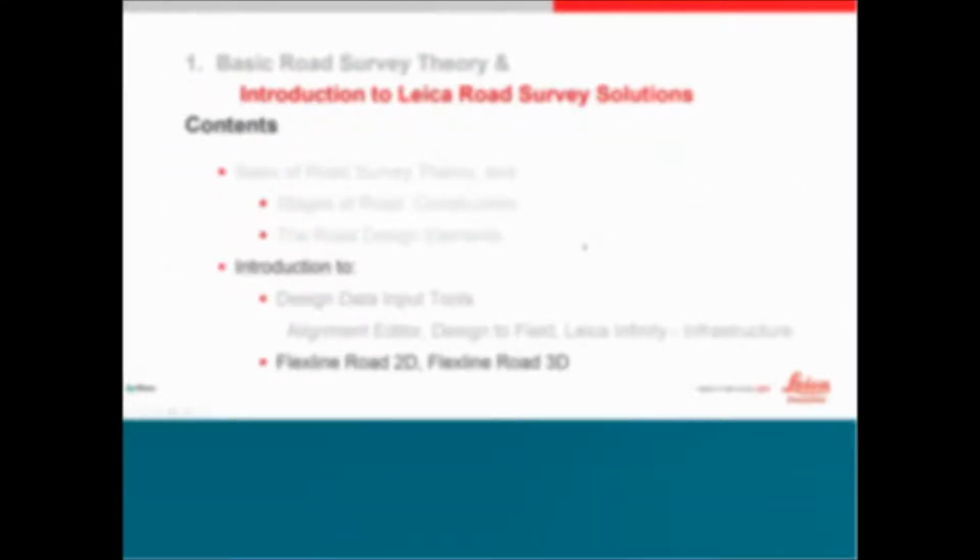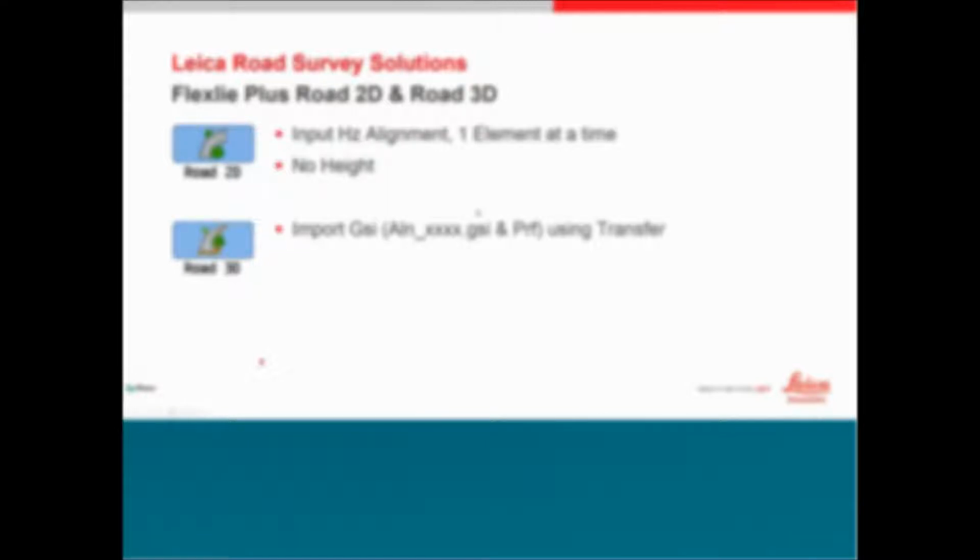Okay, the next part will be a brief introduction to our Road 2D and Road 3D on FlexLine Plus. I have actually prepared the slide and included it in this material, or the PowerPoint here, so you can use them. I will share it later. So for Road 2D, that means there will be no height involved. It's two-dimensional, so you can input the horizontal alignment.